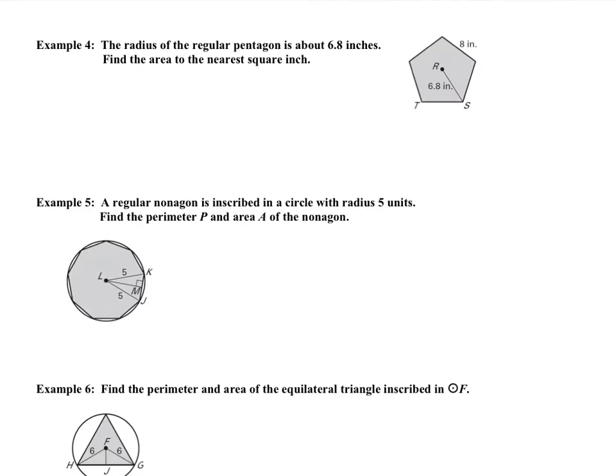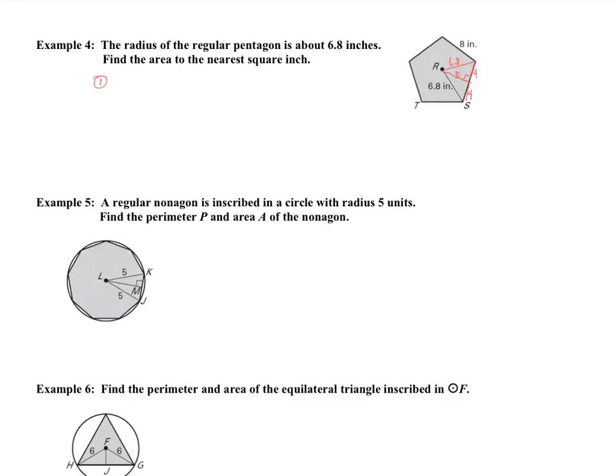Example 4. The radius of the regular pentagon is about 6.8 inches. Find the area to the nearest square inch. So this is another practice. So I'm going to draw in one of these triangles. And if I draw the apothem, then this will make 4 each. And I'm interested in finding the length of the apothem.